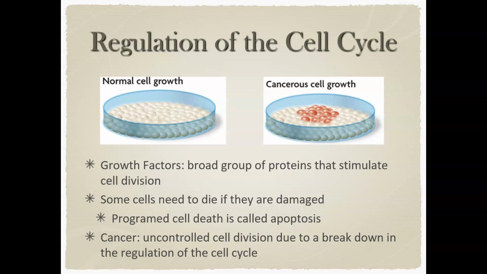Those checkpoints are put in place for a multitude of reasons. One, we want to ensure that it's actually necessary to make new cells. Is the cell itself getting too big, so that it's becoming inefficient in moving its materials in and out of the cell across the cell membrane?